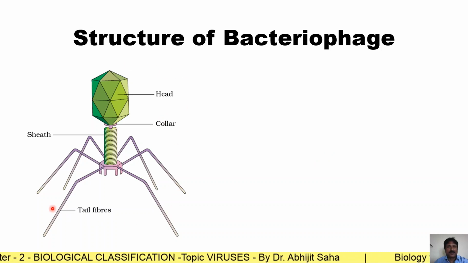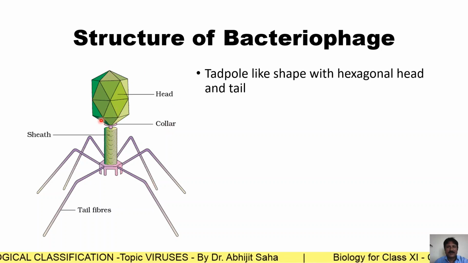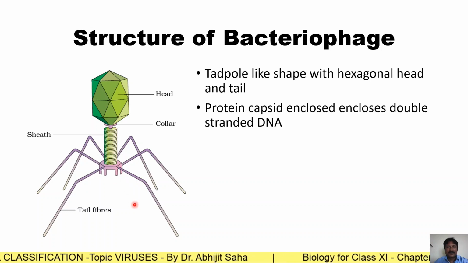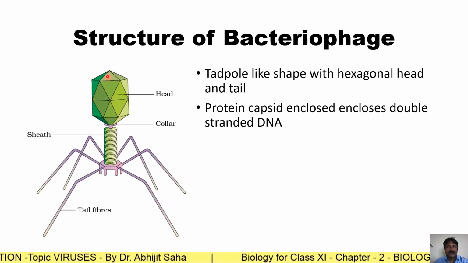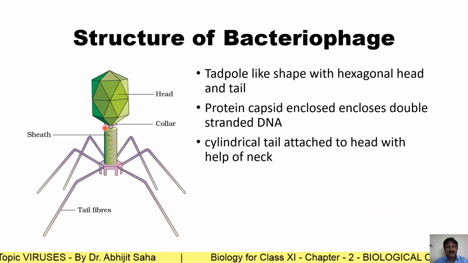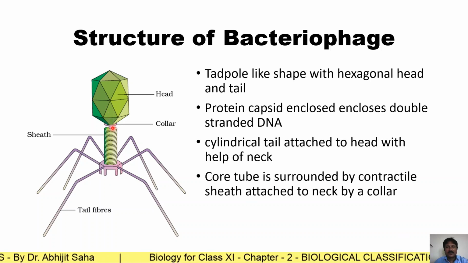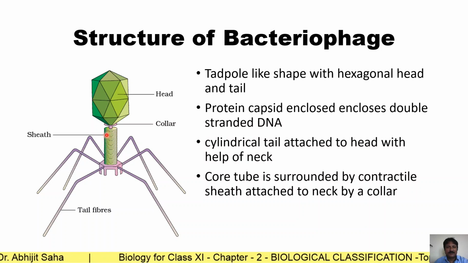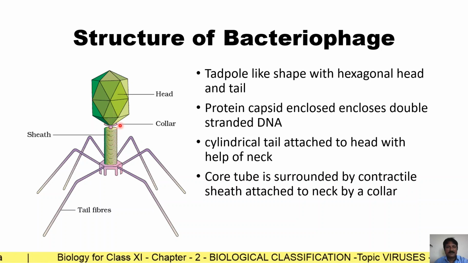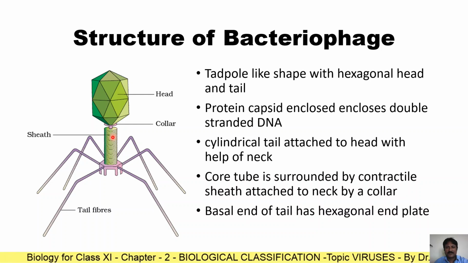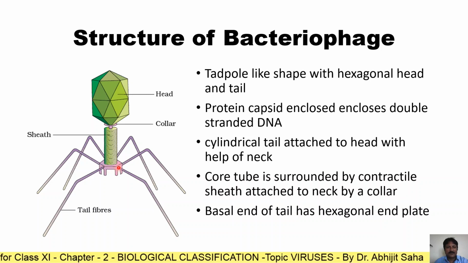This is the structure of a bacteriophage. It looks like a tadpole with a hexagonal head and tail. It has a protein capsid which encloses a double-stranded DNA inside. It has a cylindrical tail attached to the head with the help of a neck. The core tube is surrounded by a contractile sheath attached to the neck by a structure called the collar. At the basal end, there is a hexagonal plate.